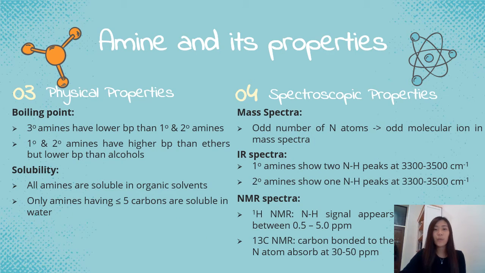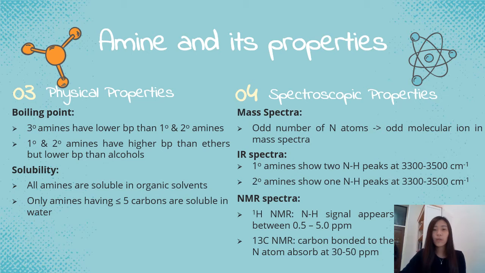Third is physical properties. For the boiling point of amines, tertiary amines have lower boiling points than primary and secondary amines. This is because tertiary amines have no NH bond to form hydrogen bonding. Primary and secondary amines also show higher boiling points than ethers but lower boiling points than alcohols. For solubility of amines, all amines are soluble in organic solvent. Only amines having less than or equal to 5 carbons are soluble in water.